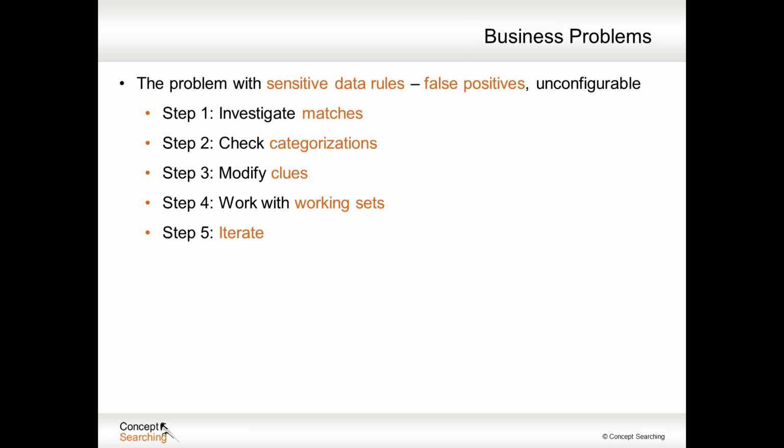conceptClassifier has a built-in mechanism for identifying these false positives and dealing with them. And we're going to go through a 5-step process today in our demo to show you how to investigate your matches, check the categorizations they're in, modify your clues to improve the fuzzy matching to get a better match and remove false positives, and then work with some working sets to try to do some automatic improvements and kind of train the system to help itself. And then iterate that process until we have exact working set that we want. So let's have a look.